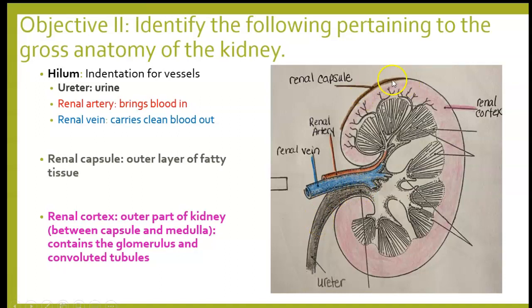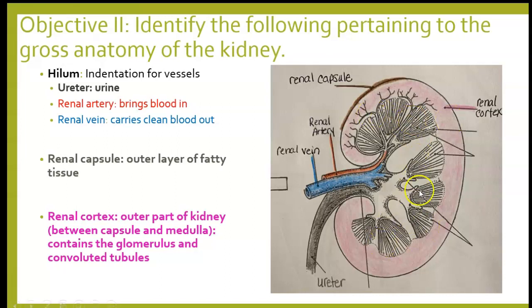The renal capsule is the very outer covering of the kidney. It's a fatty tissue that helps protect the kidney. The next layer in is the renal cortex. All of this that's in pink, they call it the outer layer, but if you include the capsule, it's kind of the middle layer, but it's the outer layer of the kidney tissue. And this is going to contain the glomerulus and the convoluted tubules, which we'll talk about in just a second when urine is being formed and the process of reabsorption and filtration is taking place.